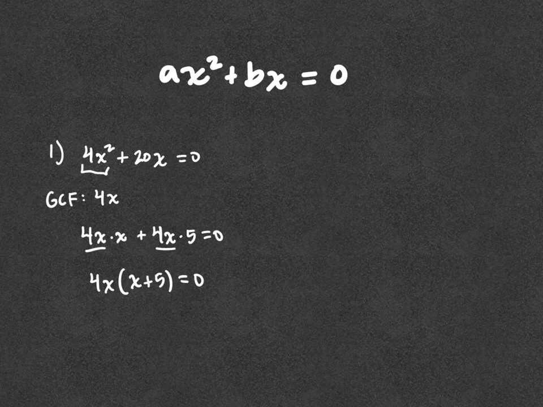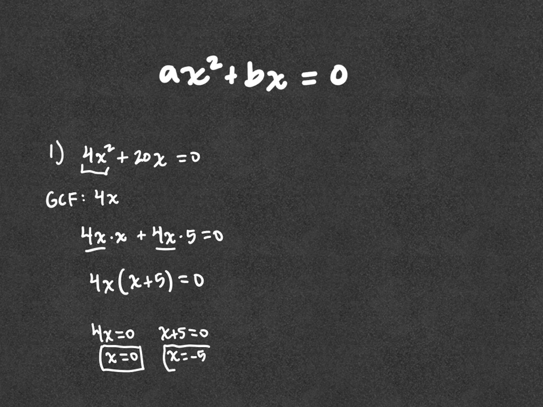So we can go back to our skills with if a times b equals 0, then either a equals 0 or b equals 0. So in this case, either 4x equals 0, which would mean that x would equal 0, or x plus 5 would equal 0, which would mean that x equals negative 5. Okay, so here would be our two solutions to the original equation right up here. So if I were to plug in and verify 4x squared plus 20x equals 0, if I plugged in a 0, that should satisfy that equation. If I plugged in a negative 5, that should also satisfy that equation.